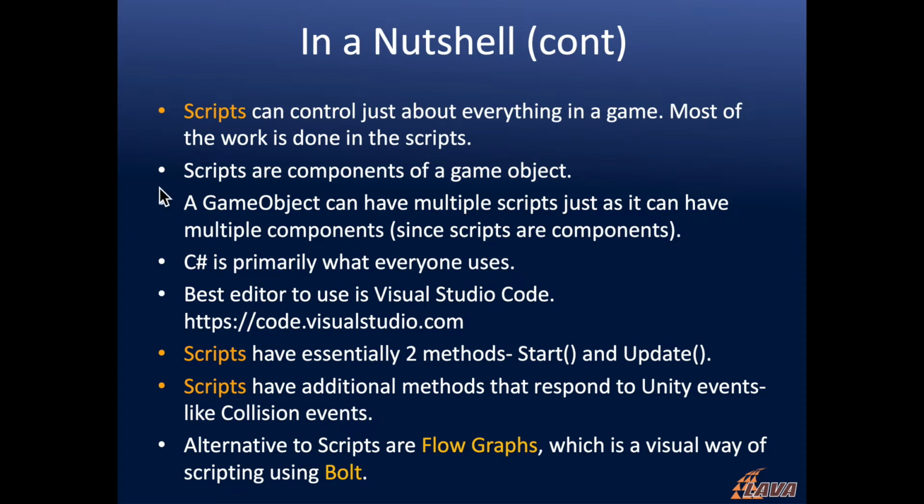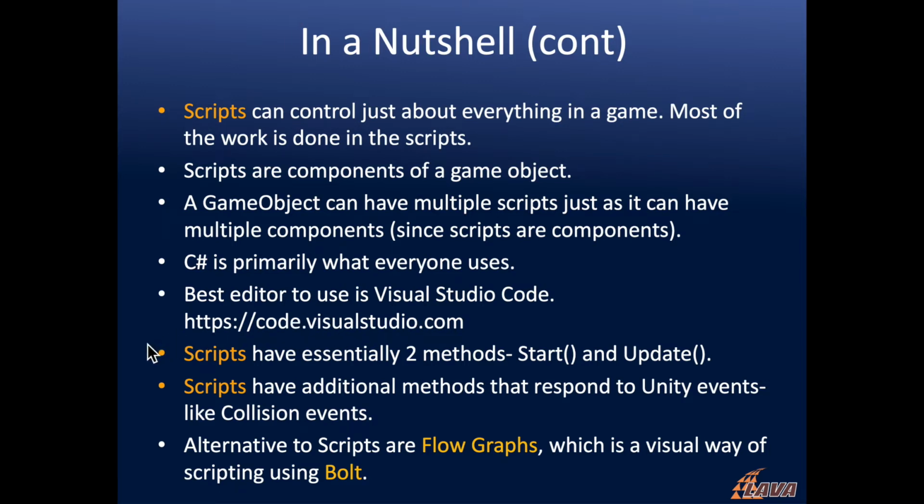So first of all, scripts are actually also components of a game object, right? A game object can have many scripts all attached to them at the same time, doing a variety of different things. And as I mentioned before, C#, the programming language, is primarily what you use. I typically recommend that if you're going to code in C# for Unity, you should use Visual Studio Code. You can download a copy of this at code.visualstudio.com.